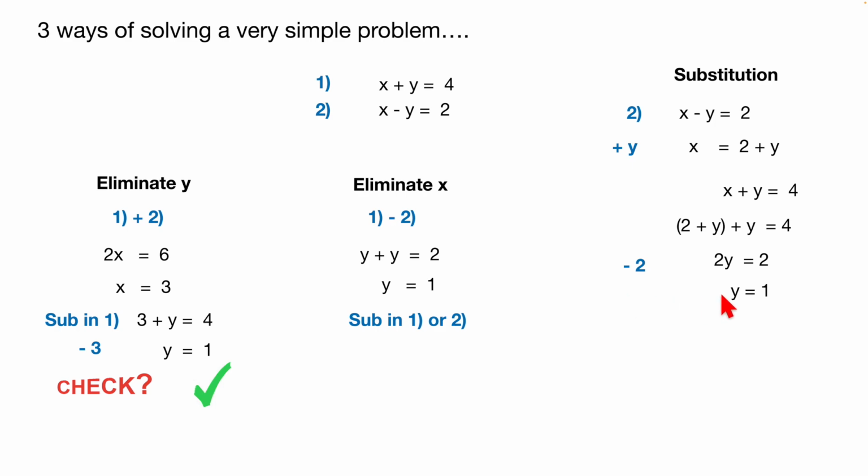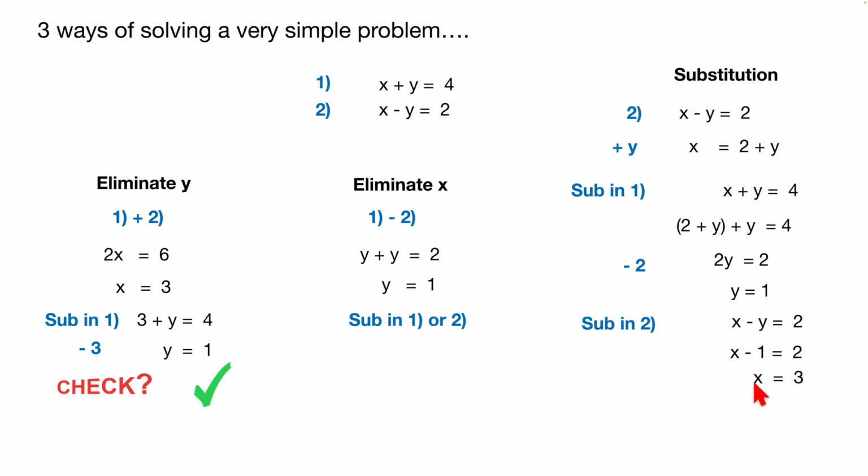I now have y equals 1, and I'm going to substitute into one of these equations. Substitute into equation 2, which is x minus y equals 2. So x minus y equals 2. I know that y is equal to 1, so I can put 1 here. X minus 1 equals 2.